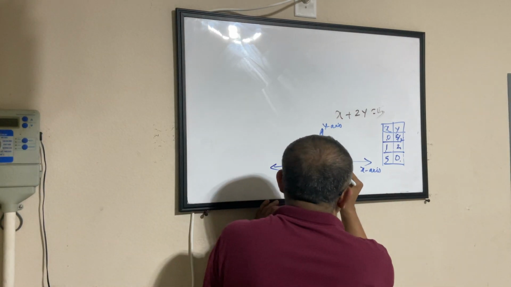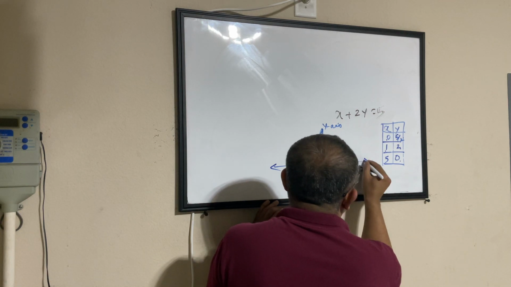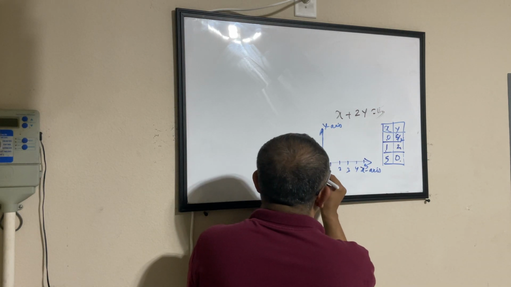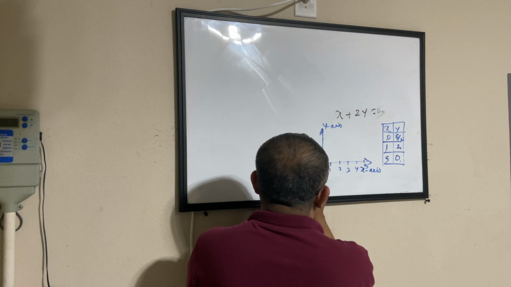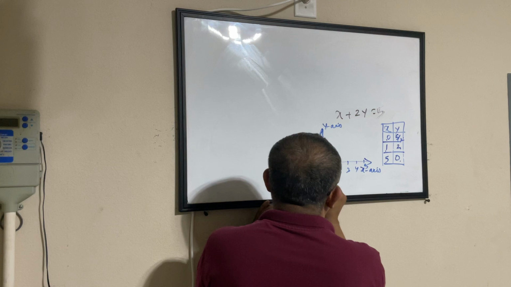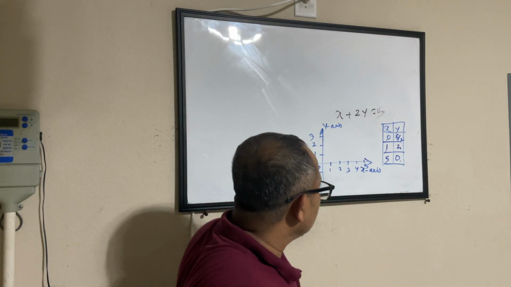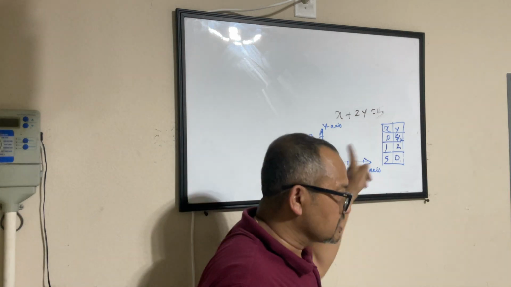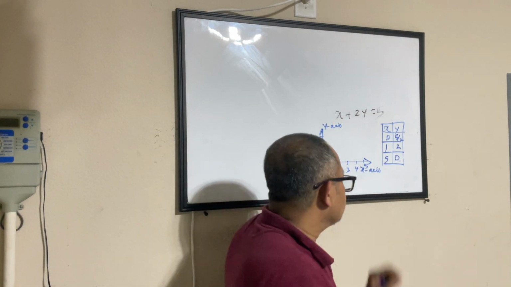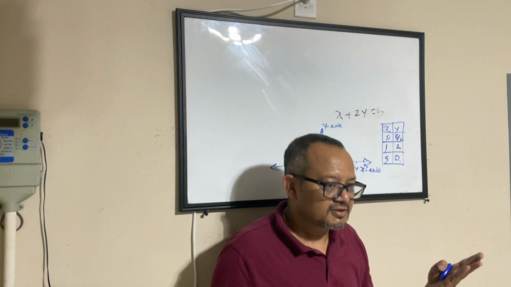So this is my 0. This is 1. This is 2. This is 3. This is 4. This is 5. Minus 1, minus 2. Here 1, 2, 3, minus 1, minus 2. What I'm trying to do is plot these numbers, this table, on this number line and see what exactly it becomes.